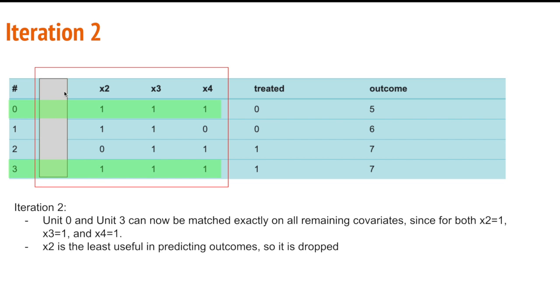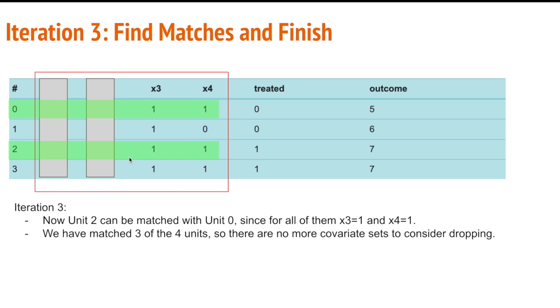Then in iteration 2, after x1 is dropped, now we can make matches. We can match unit 0 and unit 3 because they have the same x2, x3, and x4 values. After that, x2 is the least useful in predicting outcomes, so it's dropped. Then unit 2 can be matched with unit 0, since for both of them x3 equals 1 and x4 also equals 1.